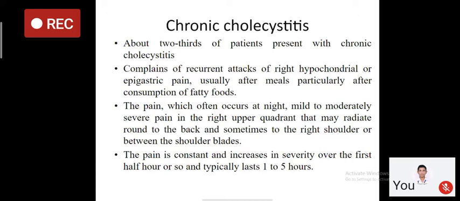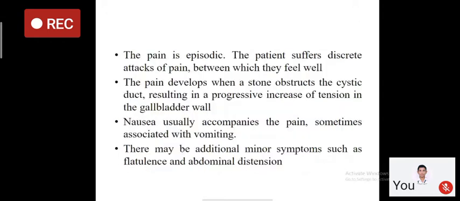And this pain is constant and it will increase in severity over the first half hour or so and typically lasts about 1 to 5 hours. And the pain is episodic, meaning the patient will suffer discrete attacks of pain between which they feel well. So there will be an attack of pain, then the patient will become asymptomatic, then after 5 to 10 days or months, the patient will again develop pain, and after that the patient will become well. So the pain is episodic.